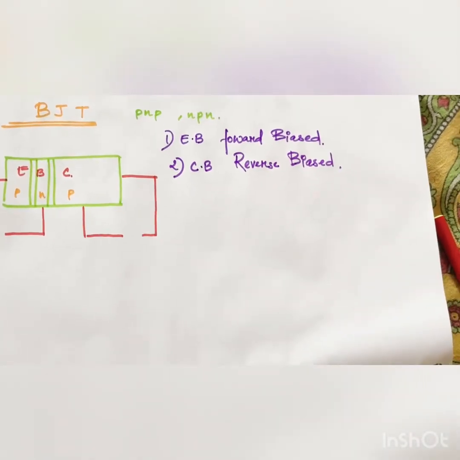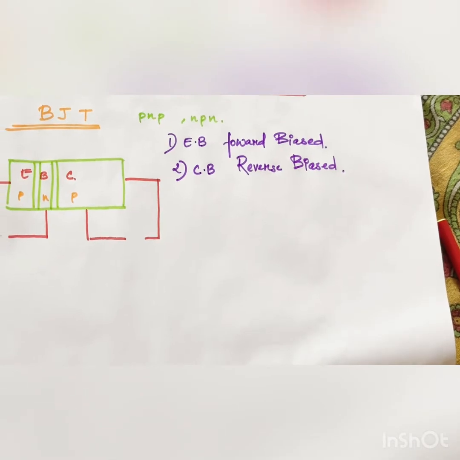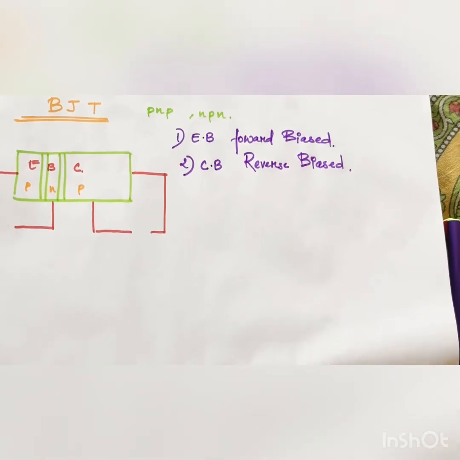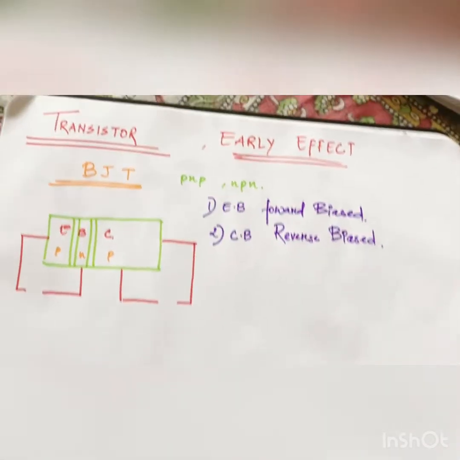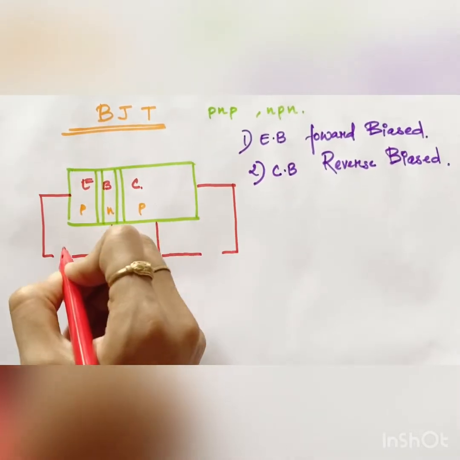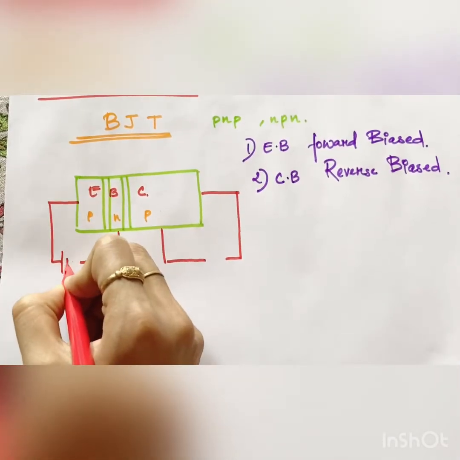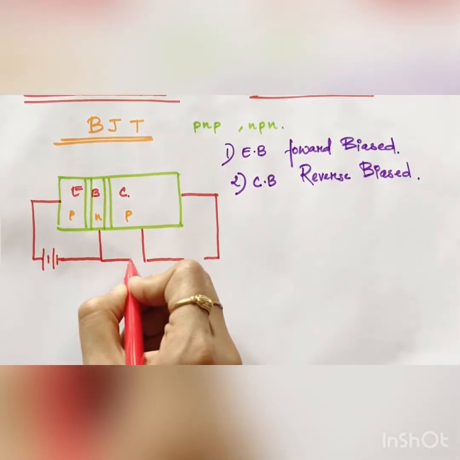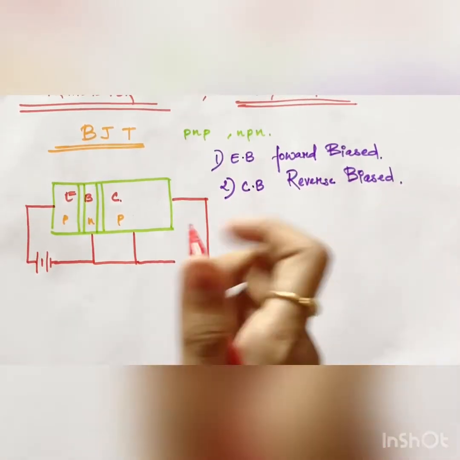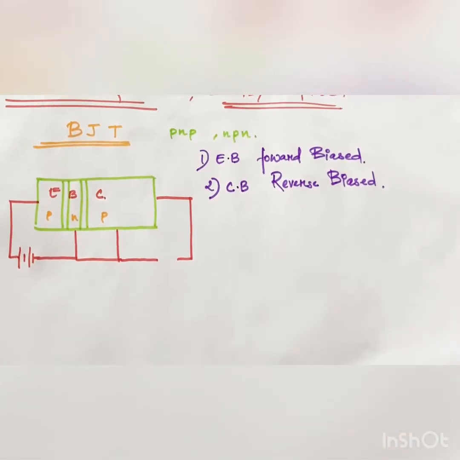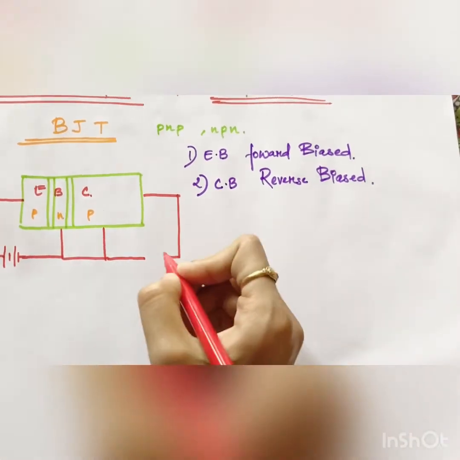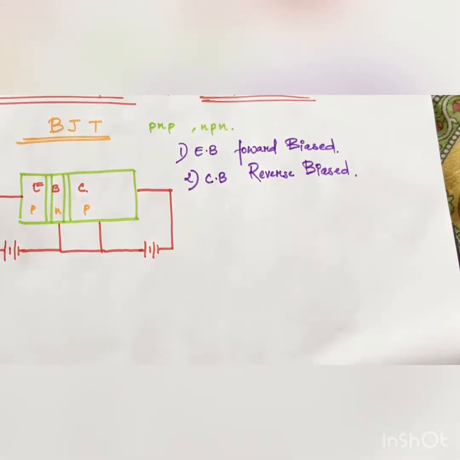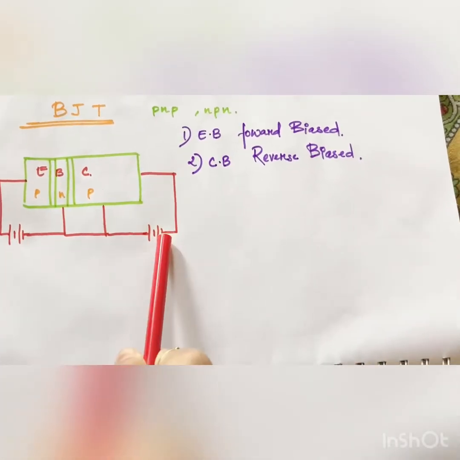Forward biased means P is connected to the positive terminal and N is connected to the negative. We can recall it as P for positive and N for negative. So P goes to the positive terminal of the battery and N to negative. The collector base junction is reverse biased. Reverse means P is connected to negative and N is connected to positive. So this is forward bias and reverse bias.